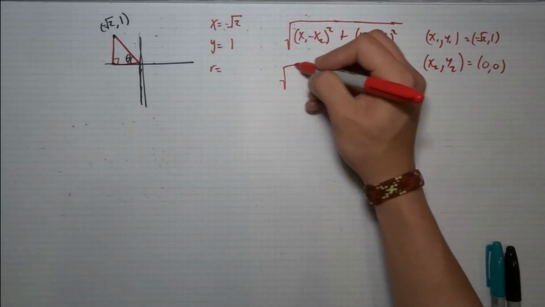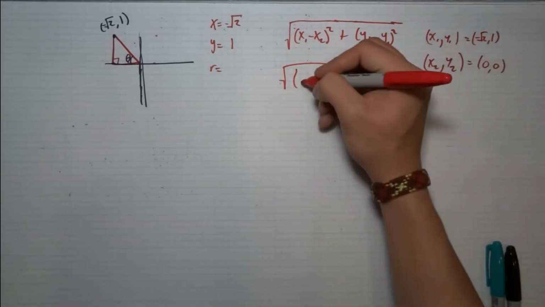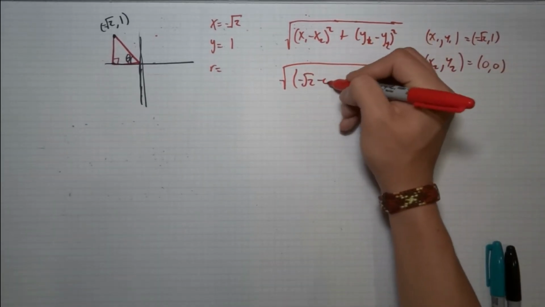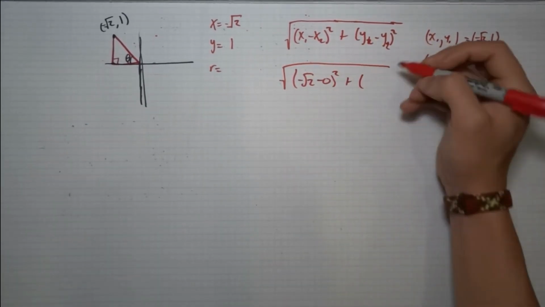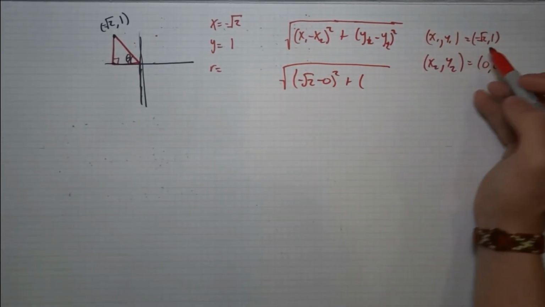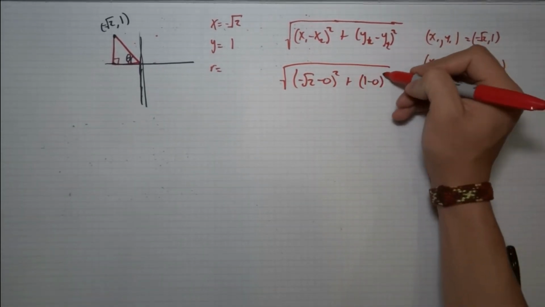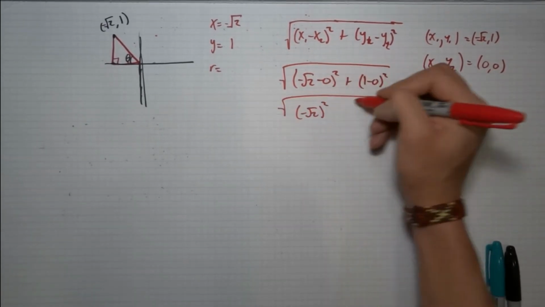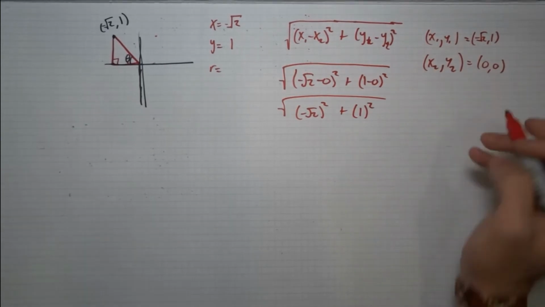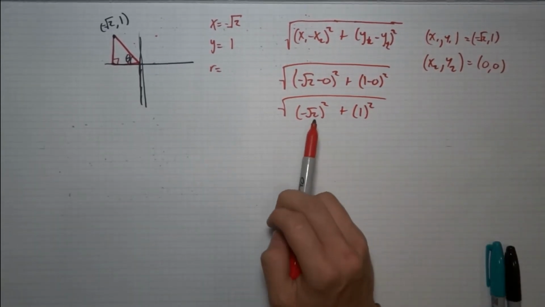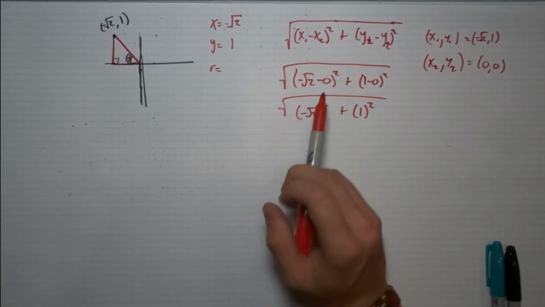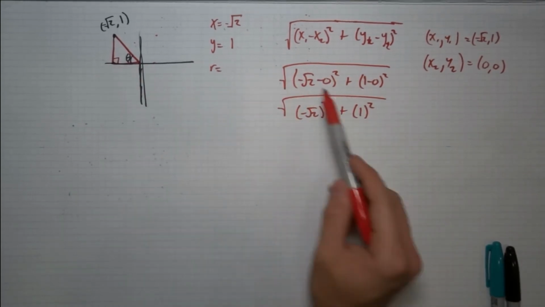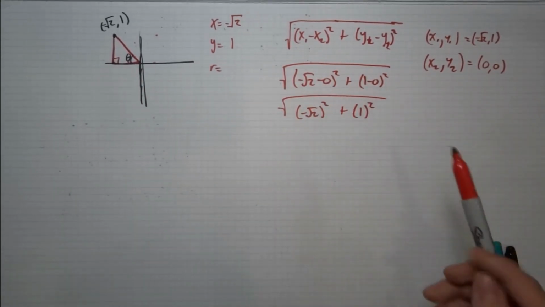We see that the square root of x1, which is negative square root of 2, minus 0 squared, plus y1, 1 minus 0 squared. We get negative root 2 squared plus 1 squared. So at this point, I've plugged into the distance formula, and when we're going from the origin, it's actually minus 0 for both of them.